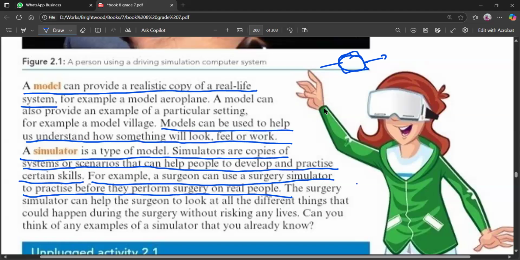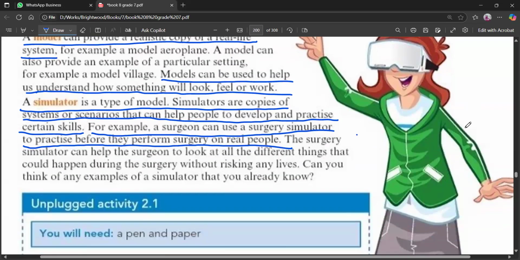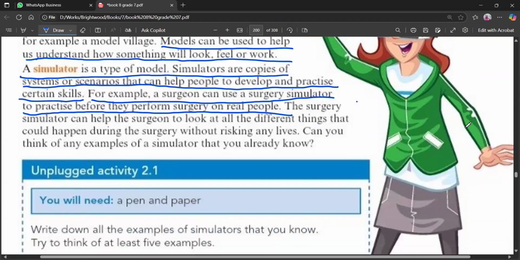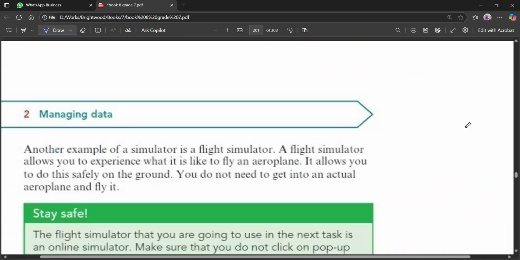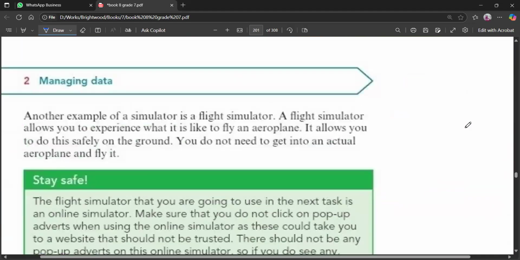We are using car simulators. Before practicing with a real-life car, you can use a simulated car. Before practicing real-life surgery, you can use a surgery simulator. So there are two things, the simulators. I think you wrote that. And the next thing, another example of a simulator is flight simulators. Pilots practice with flight simulators.